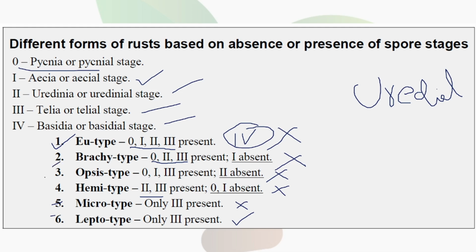So this kind of questions I have never encountered, but some entrance exams may expect them. As I told you, this is not only for NET but also to make you well versed in the field. So these are all the types of rust based on the presence or absence of spore stages.